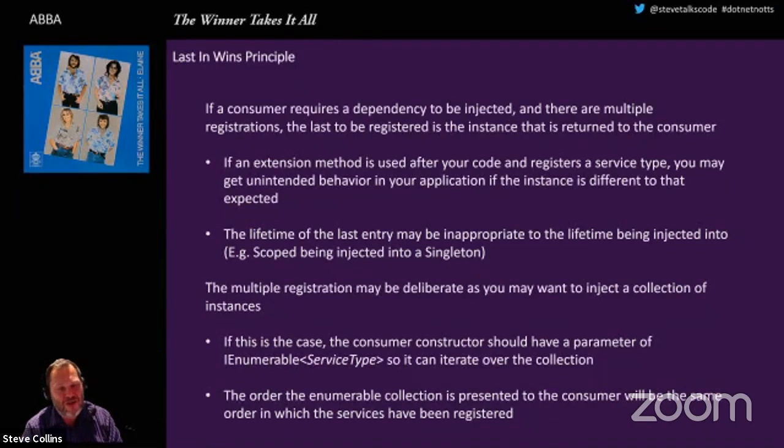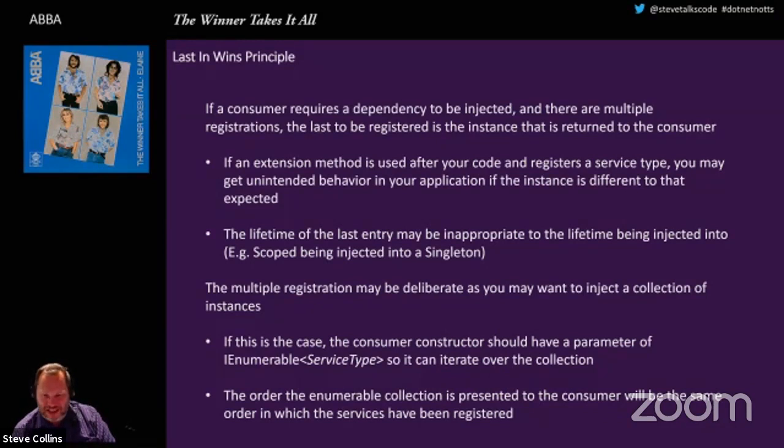So say, for example, you did your registrations and then you called add MVC. Well, add MVC adds a whole ton of registrations as well. Now, if you've registered one of the ASP.NET classes, for example, and that just so happens to be registered again in a different manner inside add MVC, you'll get the thing that comes out of add MVC rather than the thing that you registered. Similarly, it goes the other way around.